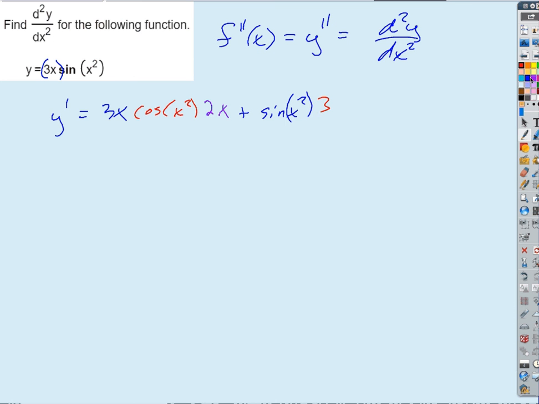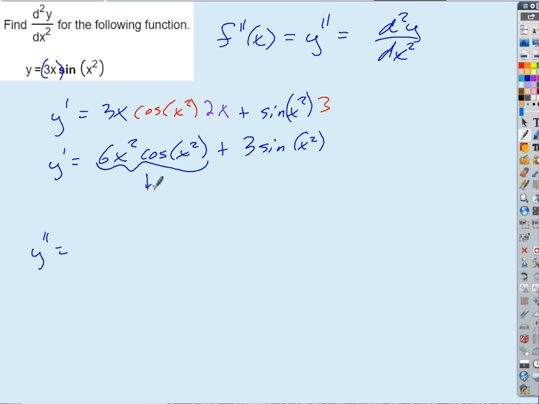Okay, so we could just clean that up a little bit here. We could consolidate here. We're gonna get 6x squared cosine x squared plus 3 sine x squared. And so this gets kind of messy now, right? Because now, when I differentiate the first derivative, I've got 2 terms. I'm just going to differentiate term by term. So I'll differentiate the first term first, but I've got another product rule in that first term, right? So y double prime then equals from all this, what do we get?